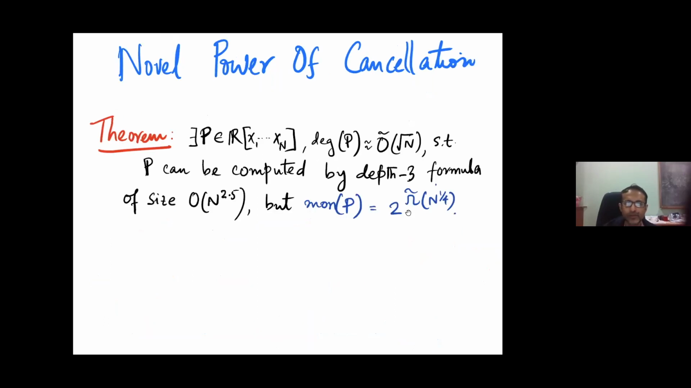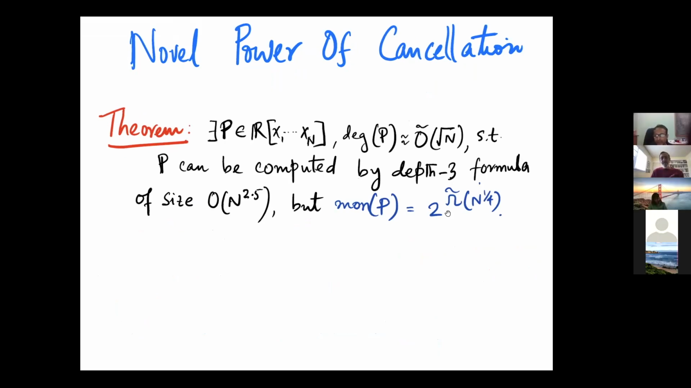Let's move on. So informally, this is the theorem that we are going to prove: there exists some polynomial with capital N variables. Okay, and this polynomial is going to turn out to be a very special kind, a set multilinear polynomial. I'll come to it later. The degree of the polynomial is going to be quite reasonable, square root of n, if you ignore the log factor, such that this polynomial can be computed by a depth 3 formula of reasonably small size, just above quadratic, under cubic. But the monotone complexity is going to be exponential. Okay, 2 to the n to the 1/4. Okay, in the exponent, I'm ignoring log factors.